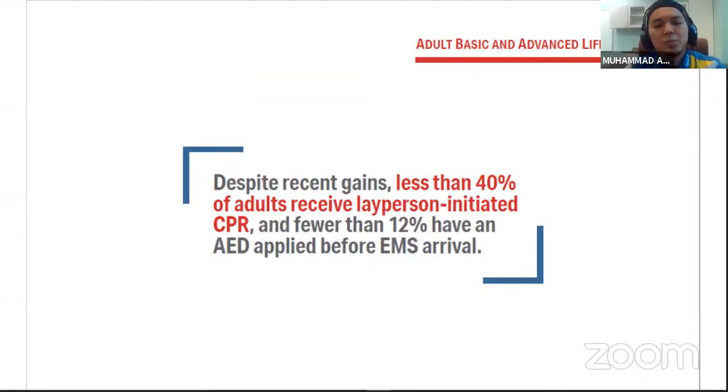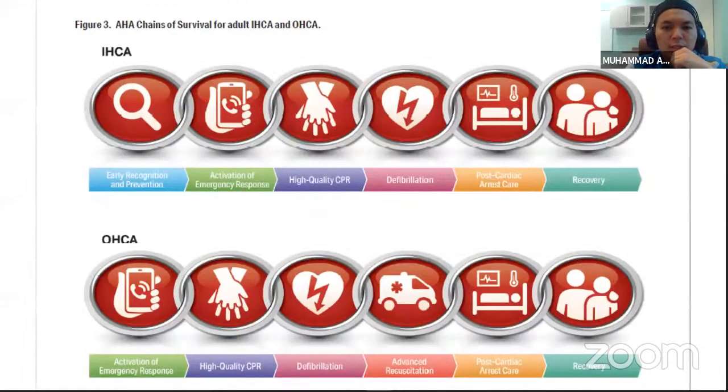Okay, AED is an automated external defibrillator that gives a shock to the patient if needed. Alright, so this is the latest chain of survival. Previously they had only one chain of survival, but last year they put two chains of survival. One is IHCA, intra-hospital cardiac arrest, the intra-hospital chain of survival, and then the OHCA is the outside hospital chain of survival.